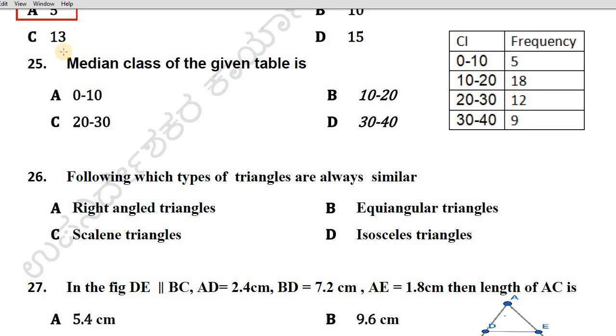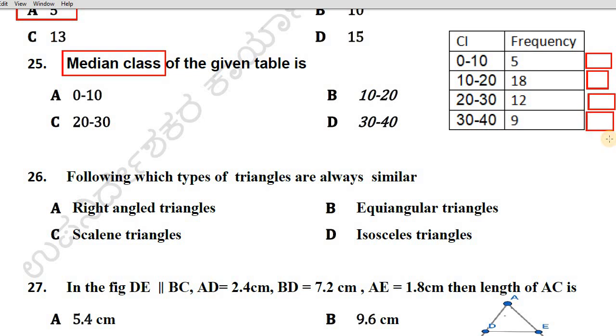25th question. Median class of the given table. So here table is given, children, and it is in the form of class intervals only. But whenever we are finding the median class, you wanted to find another column, that is cumulative frequency. So cumulative frequency you wanted to find it in proper way, and you know that how to find that. So 5 first you write as it is, means here you will write 5, and here you will write 5 add to 18 you will get 23, and here 23 you add to 12 you will get it 35, and 35 you add to 9, here you will get it that 44.